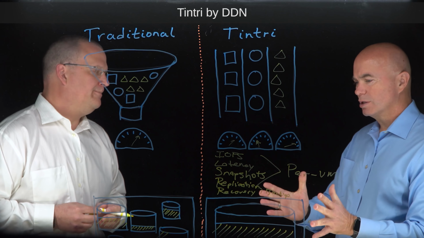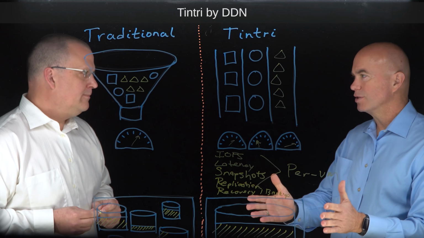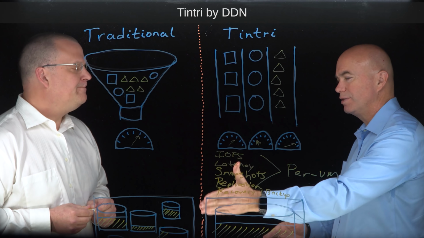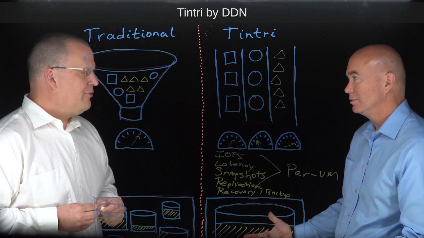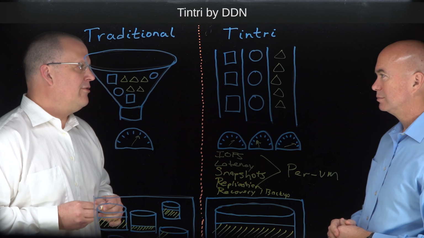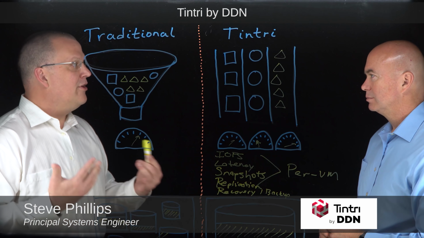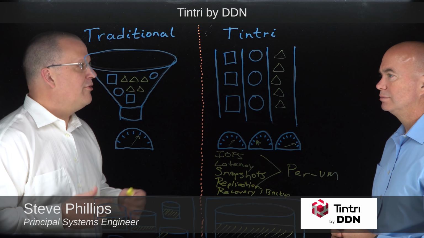Well, I assume there's also just a basic capacity efficiency here too, right? The more I carve things up, the less efficient I become in the way I consume my storage capacity. That's absolutely correct. And because we've made the design decision to use a file-based protocol, it's thin provisioned by default. So you get all those storage savings for free.